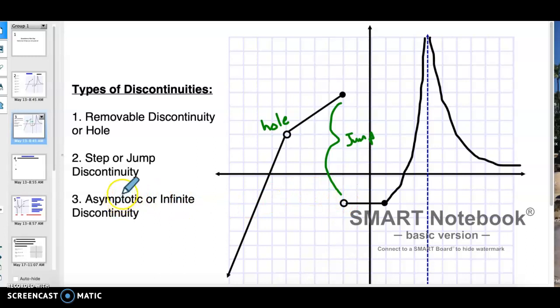The last type is an asymptotic or infinite discontinuity. So that's the type where we would have, like, the limit as x goes to 3 does not exist because it's going to positive infinity. So that would be a case like this where the two sides are going up forever. Again, there's this vertical asymptote right here. So that's an asymptotic or an infinite discontinuity.